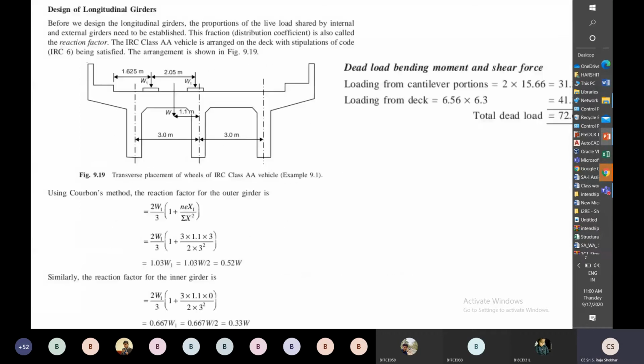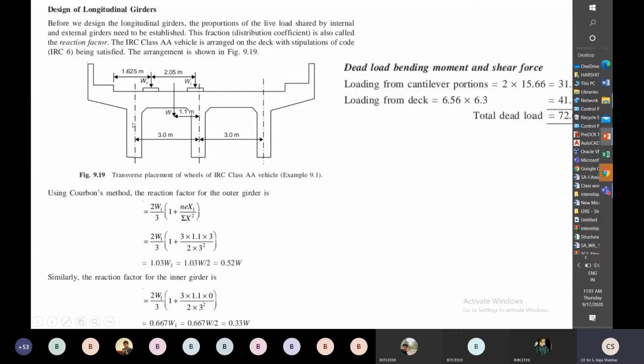Okay. Now we need to design the longitudinal girder. For the design of the longitudinal girder, we'll use Courbon's method. In this Courbon's method, one formula is given for the calculation of load coming onto the girder. Load coming onto the girder can be calculated.